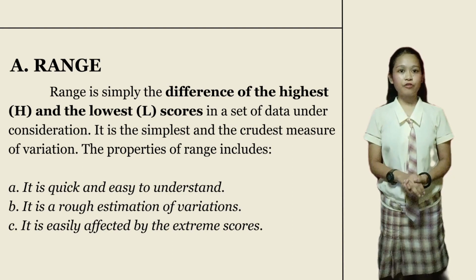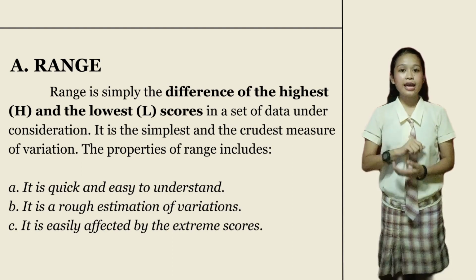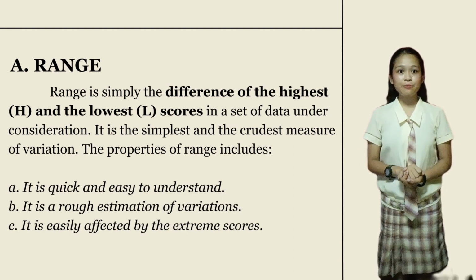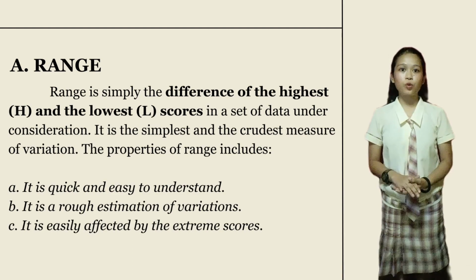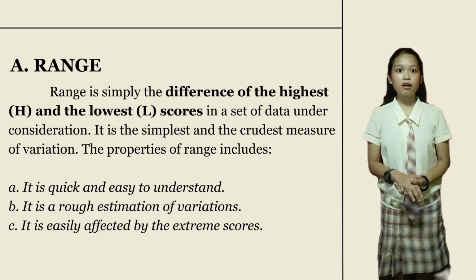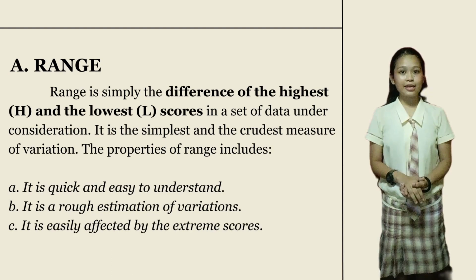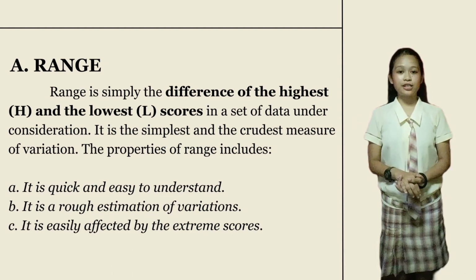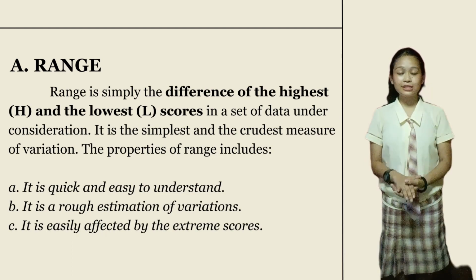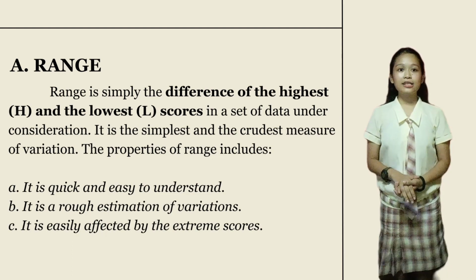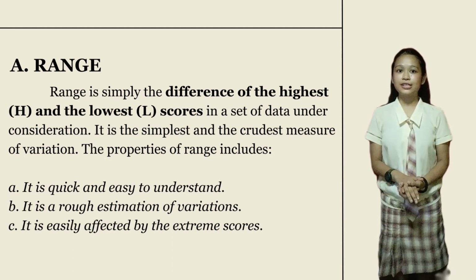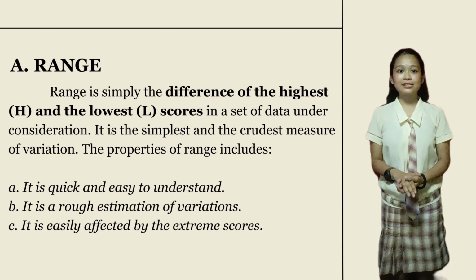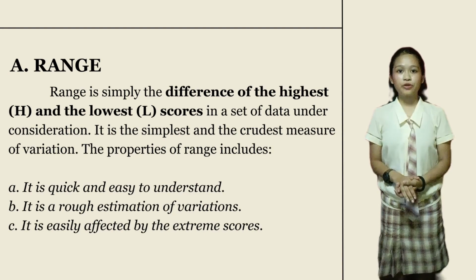The properties of range include, first, it is quick and easy to understand because it provides a straightforward measure of the spread or dispersion of data. Second, it is a rough estimation of variation because it has limitations and doesn't provide a complete description of data. It is often used as a preliminary assessment before more advanced statistical analysis is performed.